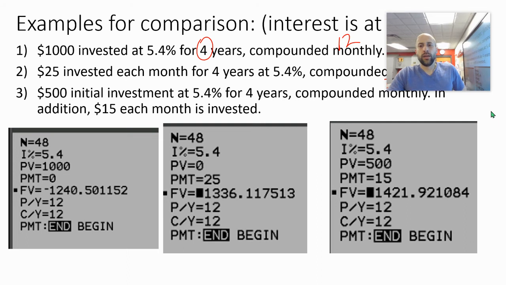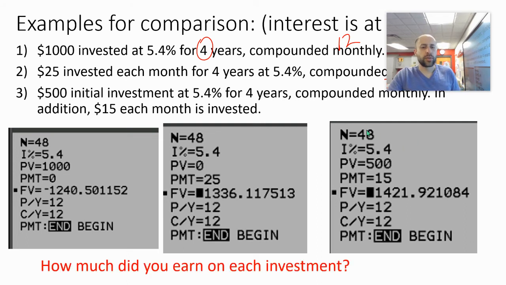Okay. So let's take a moment here and look at how much we earned on each investment. So that first one is fairly straightforward. We went up to $1,240. So we earned about $240 on that first or initial plan. Notice that was the plan that we invested the most right up front.